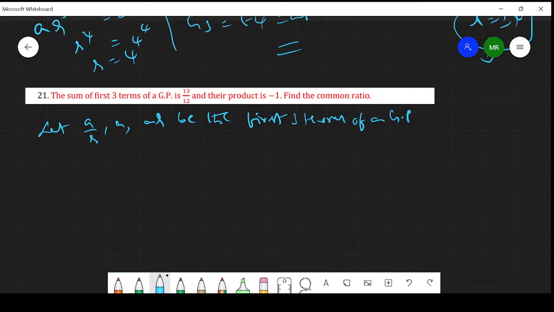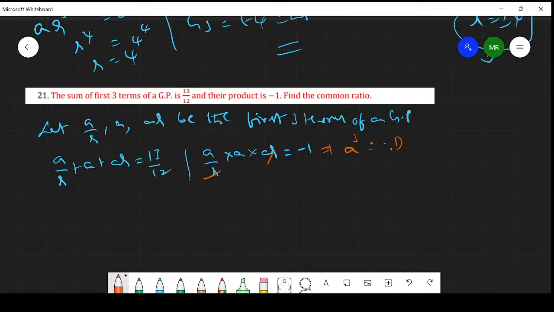Now they are given 3 terms of a GP. Sum is A by R plus A plus AR equal to 13 by 12. The product A by R into A into AR equal to minus 1. Then you can simplify, R will get cancelled. You will get A cube is equal to minus 1 whole cube. So if we compare, A is equal to minus 1, I got. We will get like this.